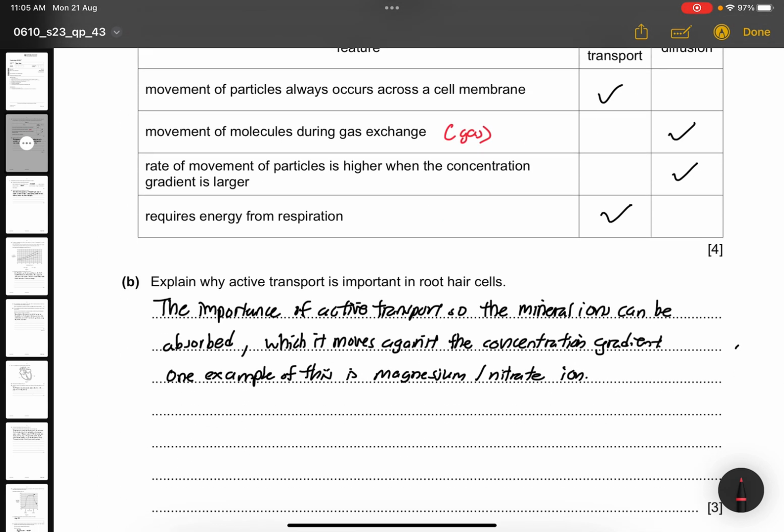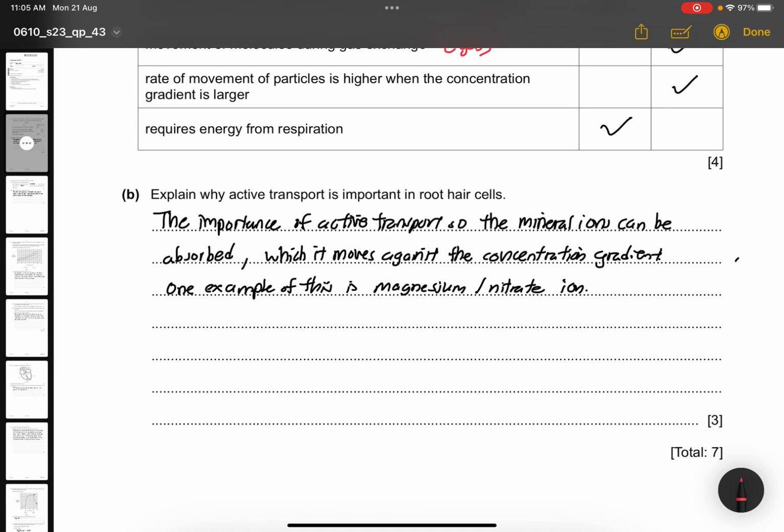Okay. Part B. Explain why active transport is important in root hair cells. So the importance of active transport is so that the mineral ions can be absorbed, which it moves against the concentration gradient. So one example of this is magnesium or nitrate ions. So this question is technically asking you why is active transport so important, and in the end, what is the definition of active transport? Going against the concentration gradient.